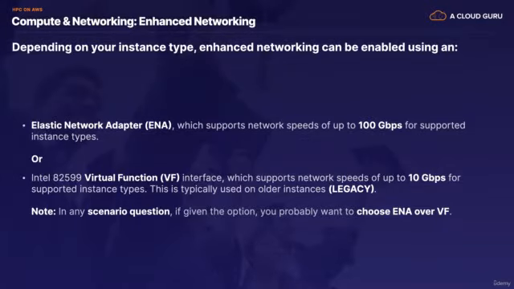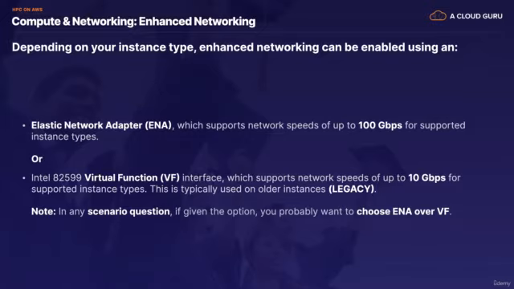So enhanced networking comes in two different flavors, and it just depends on your instance type. The most popular and the one you choose in an exam scenario is the Elastic Network Adapter, or ENA, and this supports network speeds of up to 100 gigabits per second for supported instance types. We also have the Intel 82599 Virtual Function, or VF interface, and this is a legacy product.